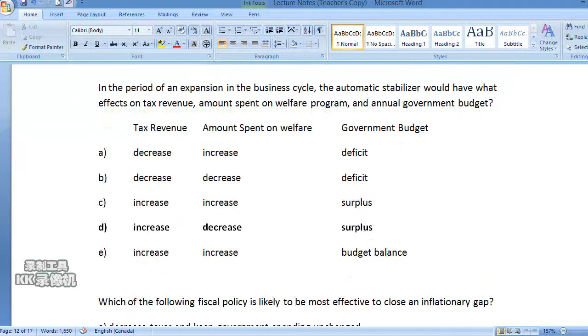In the period of an expansion in the business cycle, the automatic stabilizer will have what effect on tax revenue? Okay, so when we have an expansion, government spending is going to decrease, taxes are going to increase, and we are going to get a surplus. So taxes decrease, no. Tax increase, yes. Amount spent on welfare, that's government spending, so we should see a decrease, that's a no. So tax increase, government spending decrease, and surplus. So the answer is D.